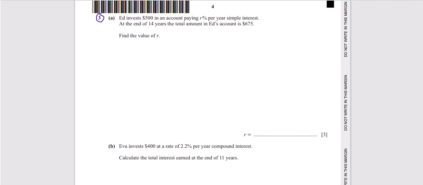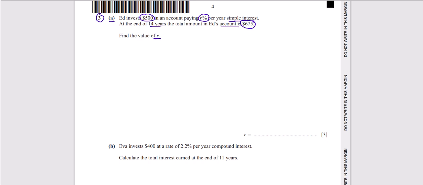Question number 3, part A. Ed invests $500 in an account paying a rate of r% per year simple interest. At the end of 14 years, the total amount of Ed's account is $675. Calculate the value of r, meaning find the value of r.